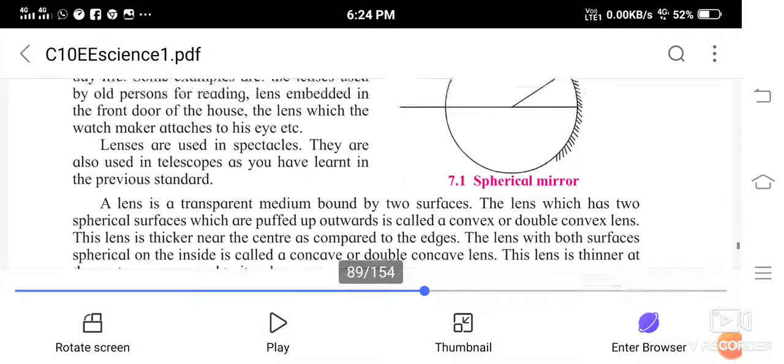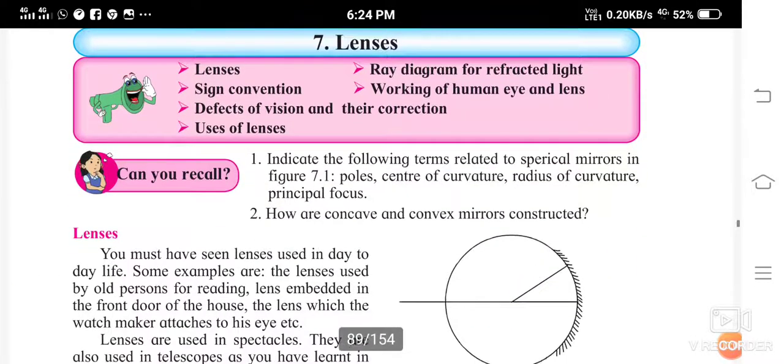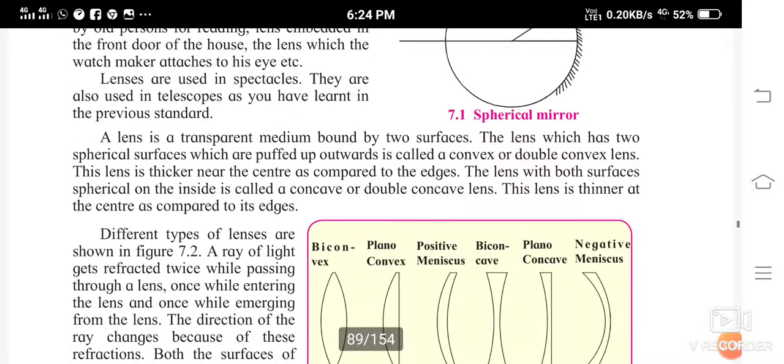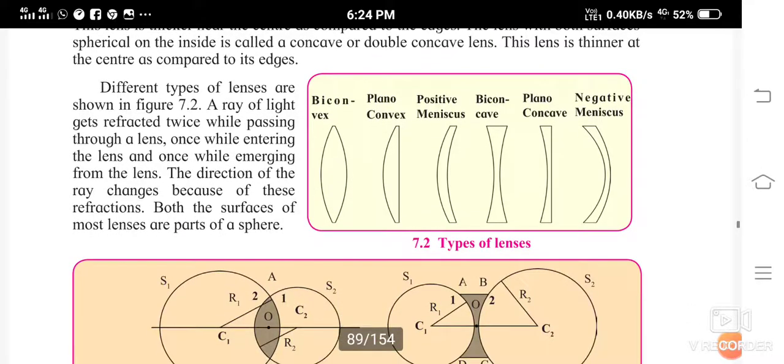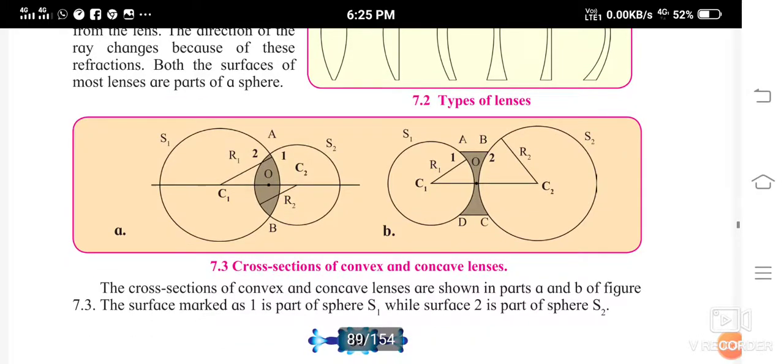Students, we started this lesson, lenses, in the last video. Then we studied what is the spherical mirror, types of lenses. That is, there are 6 types of lenses: biconvex lens, plano-convex, then positive meniscus, biconcave, then plano-concave, and negative meniscus, isn't it? Now, we started this also. We saw the cross section of convex and concave lenses.